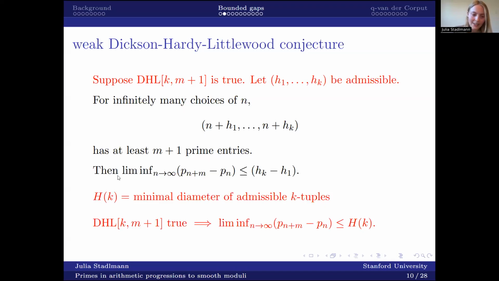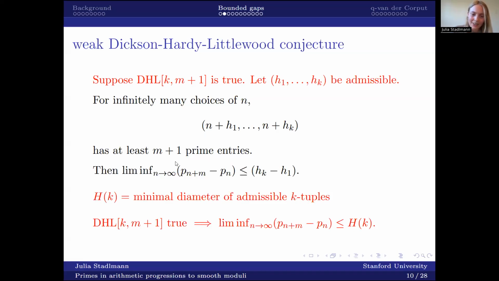So if we say capital H of k is the minimal diameter of an admissible k-tuple, then if the weak Dickson-Hardy-Littlewood conjecture for k and m plus 1 is true, the limit inferior of p(n plus m) minus p(n) is bounded by the minimal diameter of admissible k-tuples.